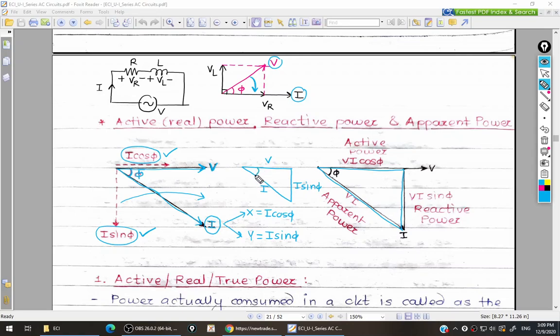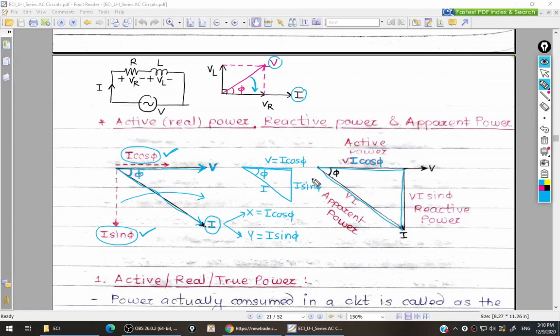Okay, and the angle between voltage and current is nothing but phi. Now, if you look at this, on the x-axis you have voltage V as well as I cos phi. So instead of writing voltage V, I can also write this as I cos phi. On this horizontal part you are getting I cos phi.